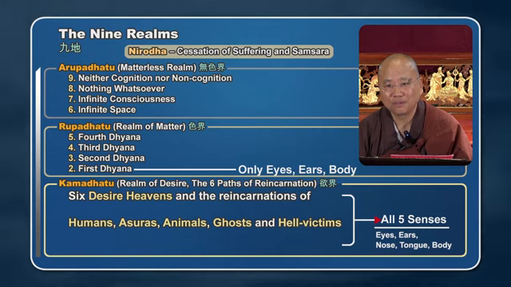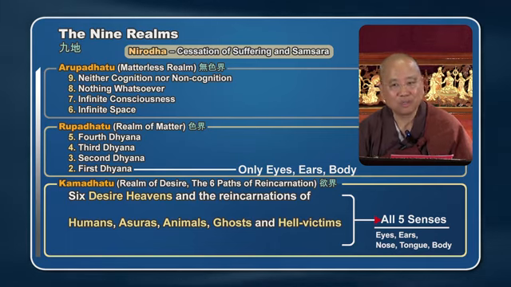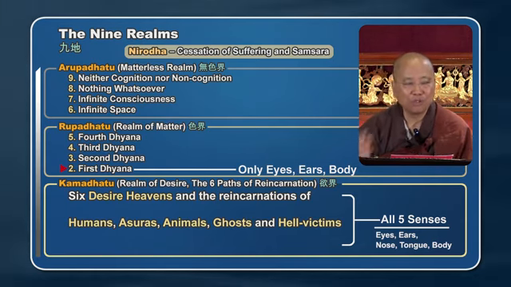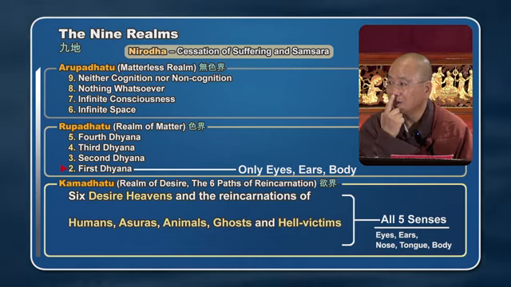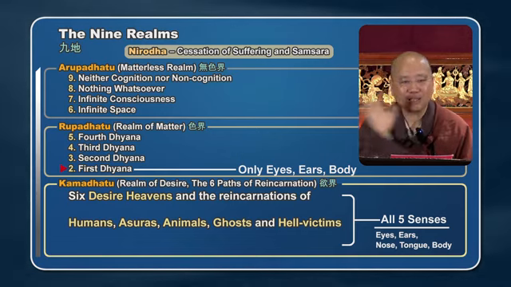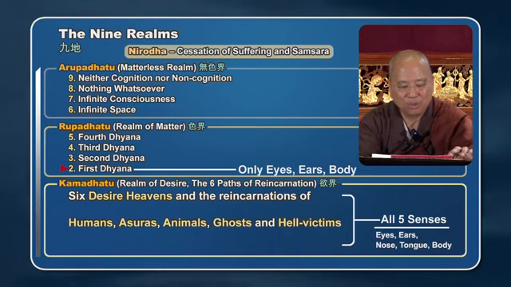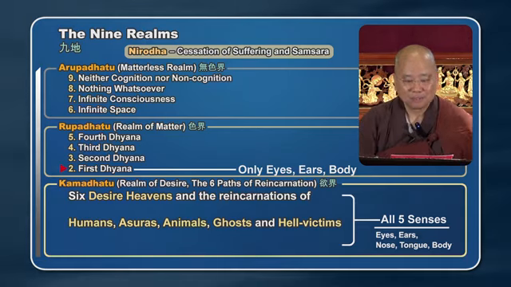All 5 senses. You need your eyes, your ears, your nose, your body, your tongue to live in here. Because you are low level. But once you get to the first dhyana, only eyes, ears, and body are active. Which 2 are not active? Can you tell me which 2 are not active? Nose and tongue. Nose and tongue are not active in the first dhyana because you don't need them anymore. Why don't you need your nose and tongue anymore? You know why? What do we need the tongue and the nose for?